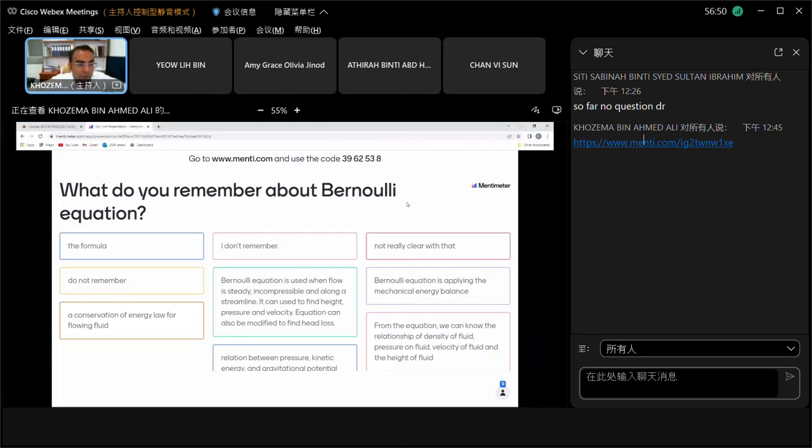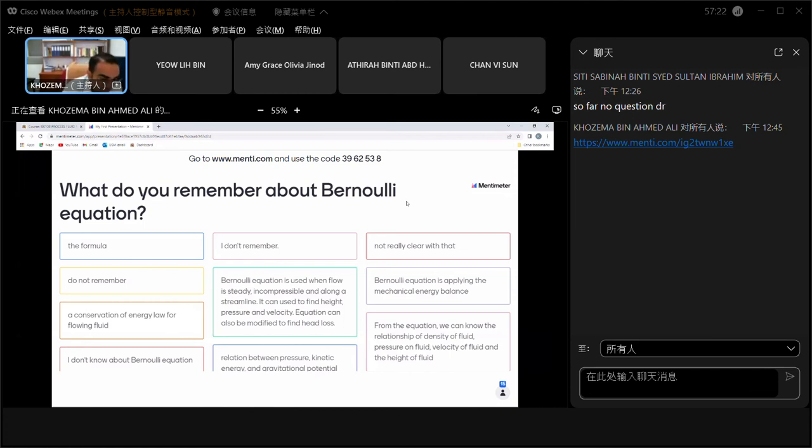What do you remember about the Bernoulli equation? The formula. Okay, you remember the formula. I don't remember. Not really clear with that. Don't remember. Bernoulli equation is used when the flow is steady, incompressible, and along a streamline. It can be used to find height, pressure, and velocity. The equation can also be modified to find head loss. Okay, very good. A conservation of energy law for flowing fluid.